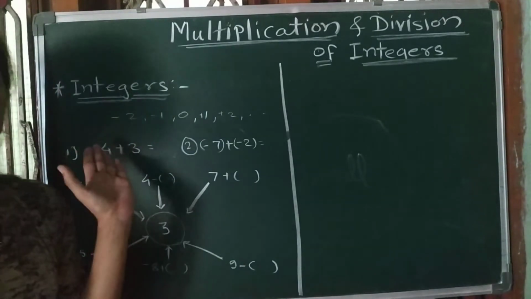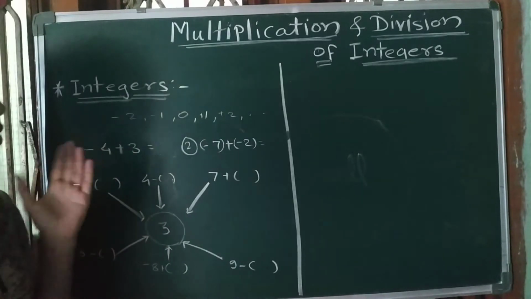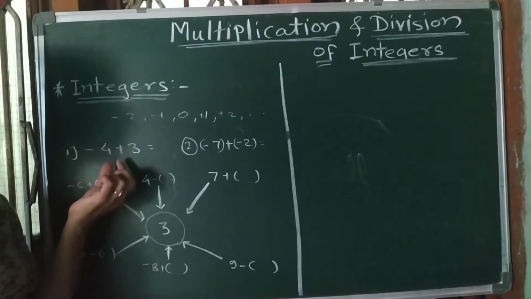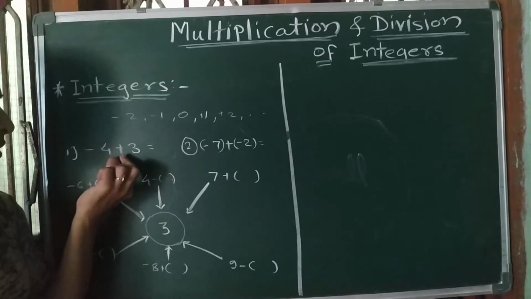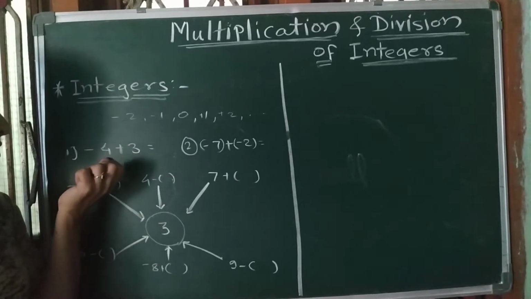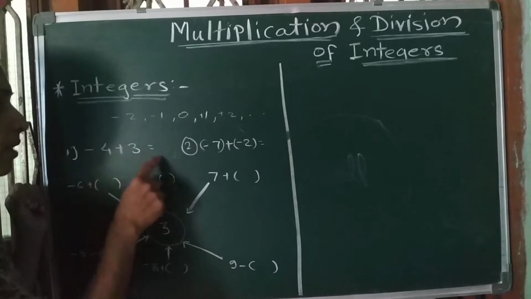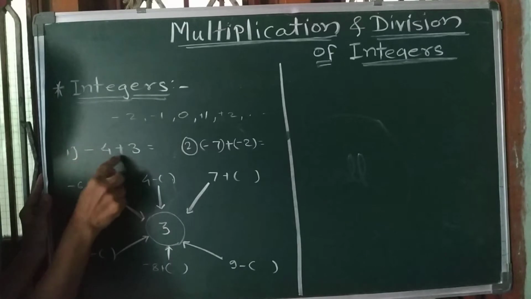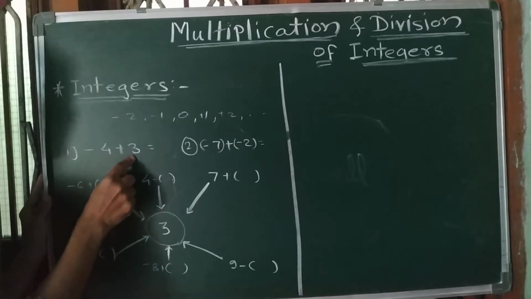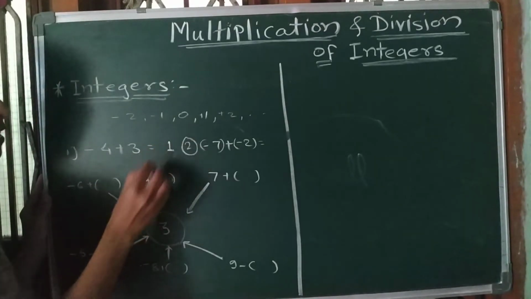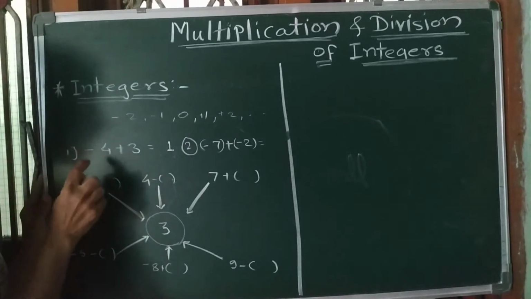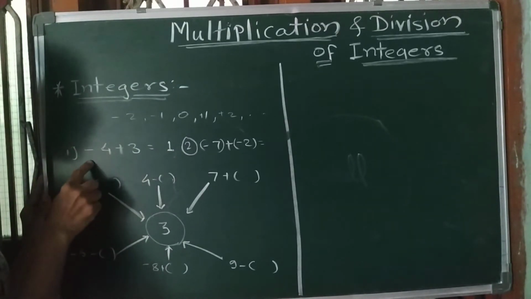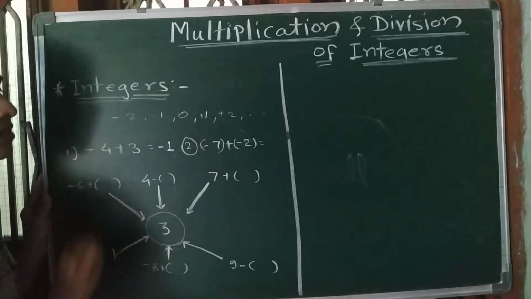In the previous year we studied the addition and subtraction of integers. So, just a revision of that. We have taken two examples. -4 plus 3. Here is a minus sign, here is a plus sign. When the two signs are different, we have to do subtraction. So 4 minus 3 remains 1, and apply the sign of the greater number. Which is the greater number? 4. What is the sign for that? Minus. So the answer is -1.